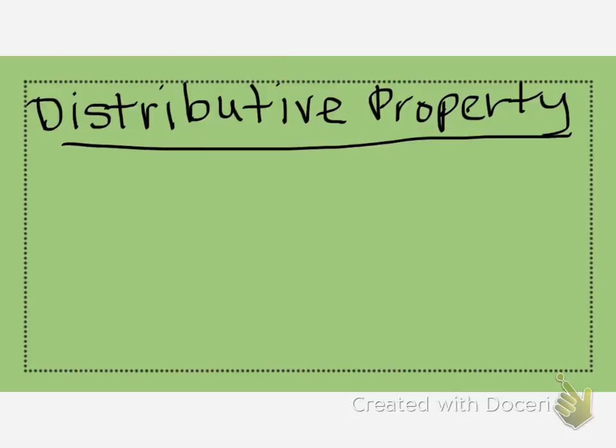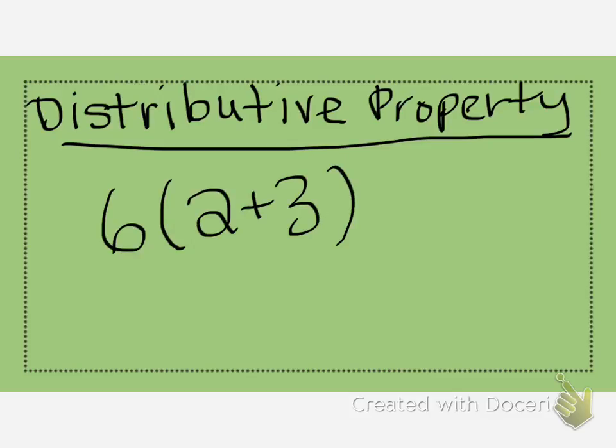You're going to have an equation that is a mixture of multiplication and addition. So you can have 6 times 2 plus 3. So the addition's inside the parentheses and the multiplication's outside of it. Now, what this says when I use distributive property is I can solve this several ways. The first way is I can simply take 2 plus 3, which is 5, and multiply it by 6, and I get 30.